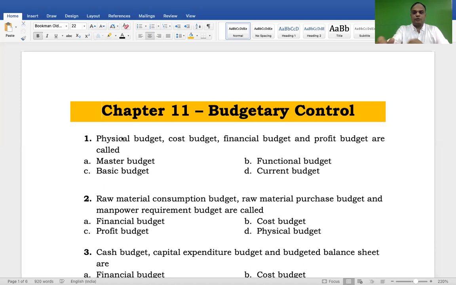Budgetary control MCQs. Well, a quick revision. Since you are all strong in budget, am I right?